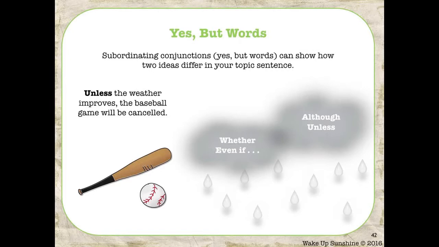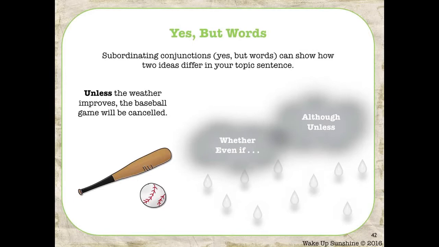Keep in mind that "yes, but" words are subordinating conjunctions, which means when used, usually at the beginning of a sentence, it creates a dependent clause, which means it can't stand by itself. It needs more information. Then you finish out that dependent clause with a comma, and then you write an independent clause that completes the thought.